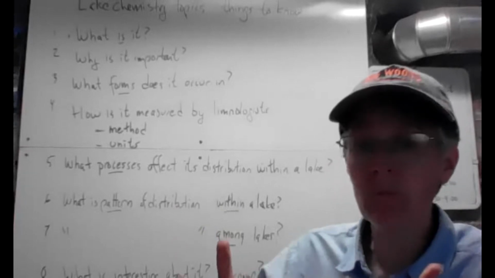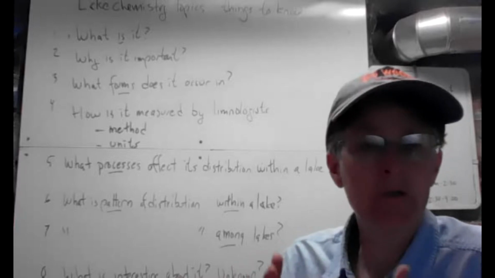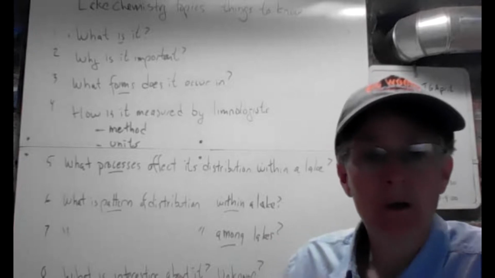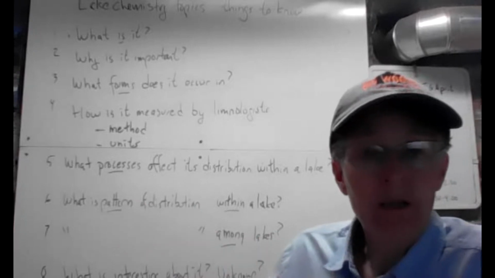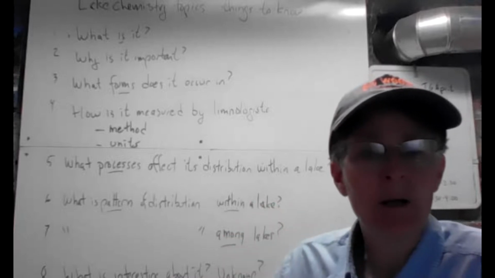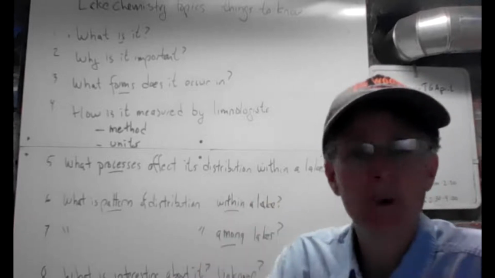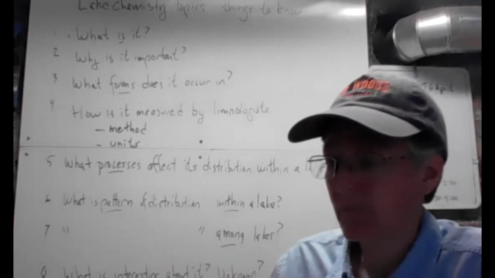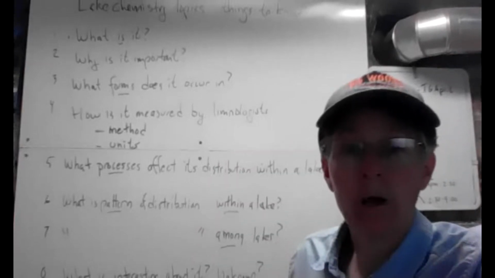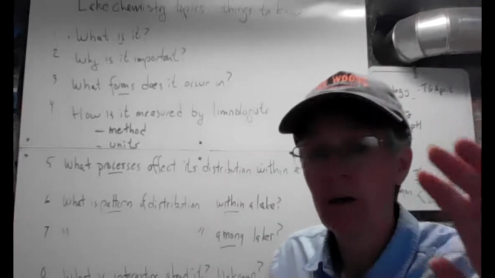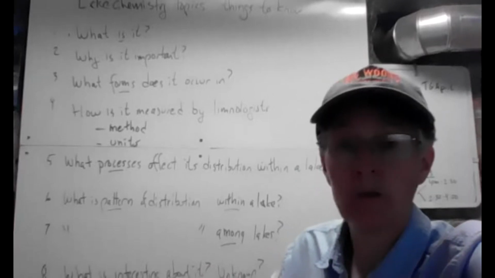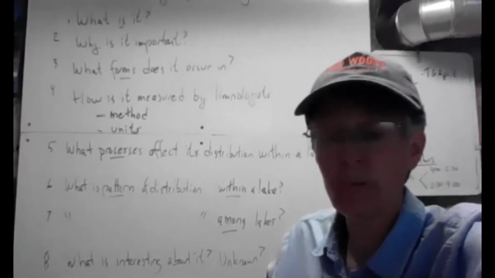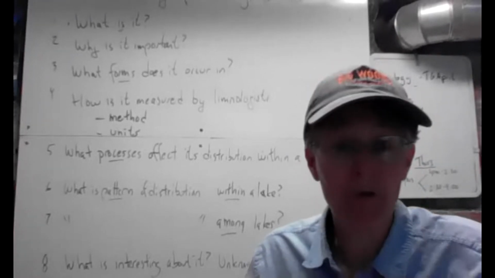Are all lakes the same or are different lakes different? And if different lakes or water bodies are different, how are they different? How is a really deep stratified lake different from a shallow polymictic lake? And how is that different from a wetland? How is a meromictic lake different from a holomictic lake? So we want to know how this chemical, whatever it is, is different in distribution among different lakes. What's the pattern?